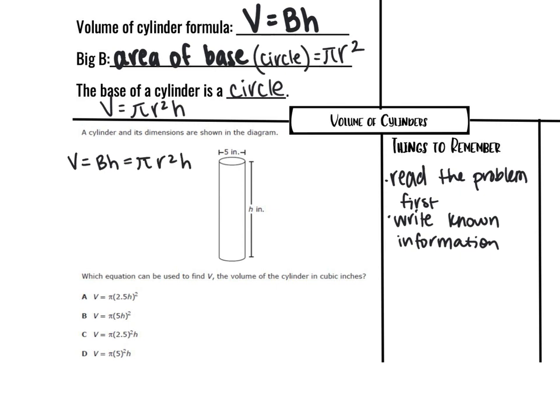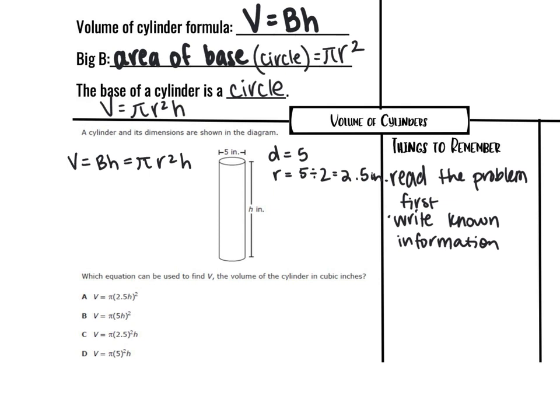But what does the cylinder give us? Is 5 the radius or the diameter? Well, since it goes all the way across, I know that the diameter is 5, which means the radius is 5 divided by 2, which is 2.5 inches. And it doesn't give me the height, so we'll just leave that alone.